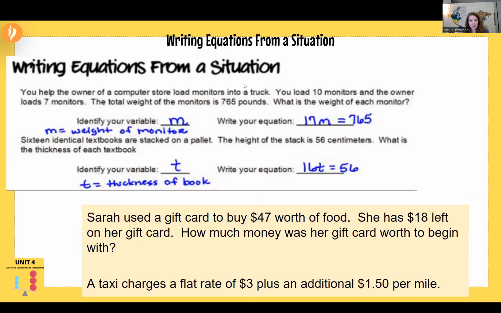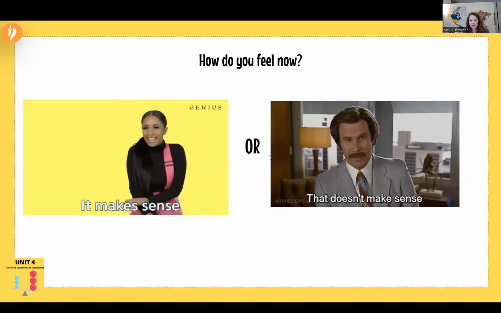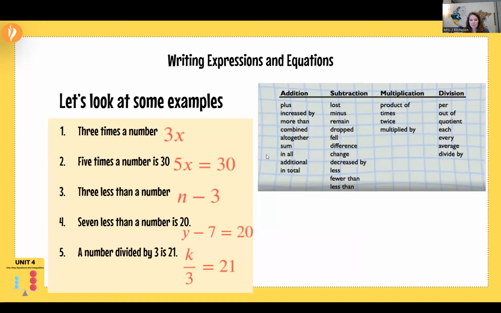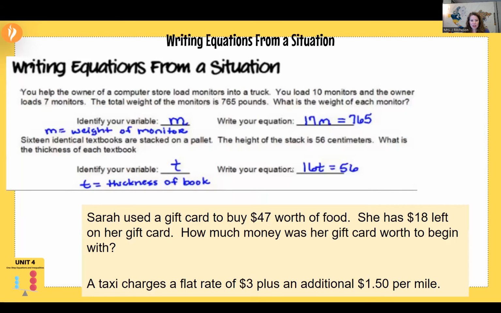How do you feel about those? All right, so you guys need to take the time to read these examples as well. Oh, I think it's the same examples that we looked at earlier. Yes. All right, so see if you guys can come up with an equation based on these scenarios.